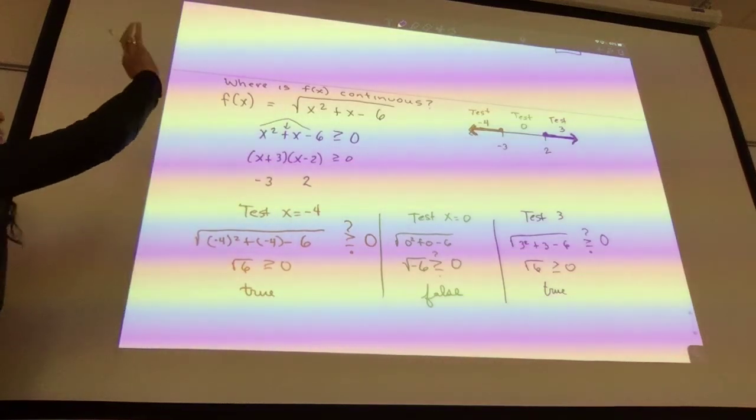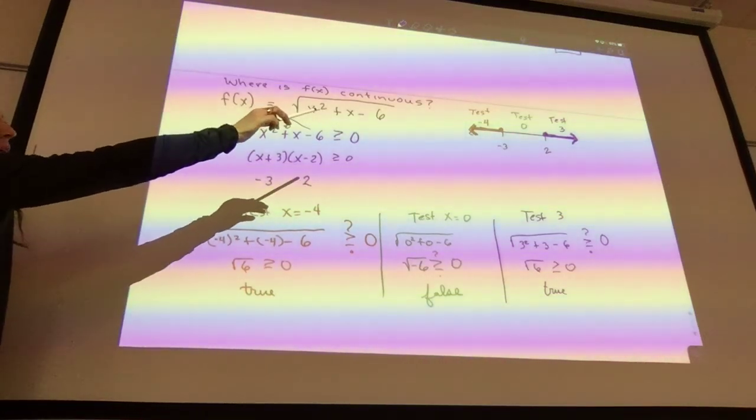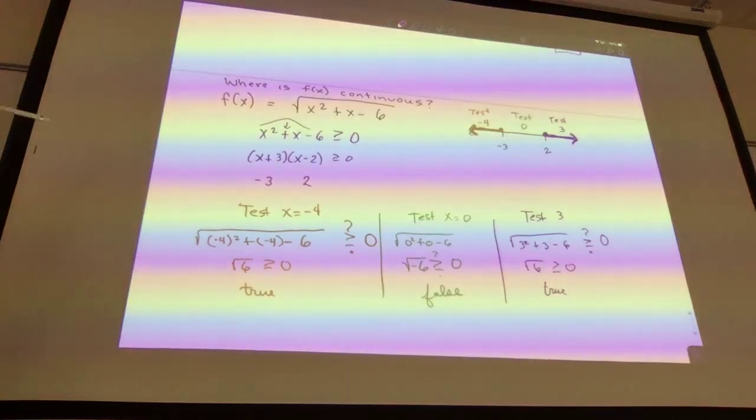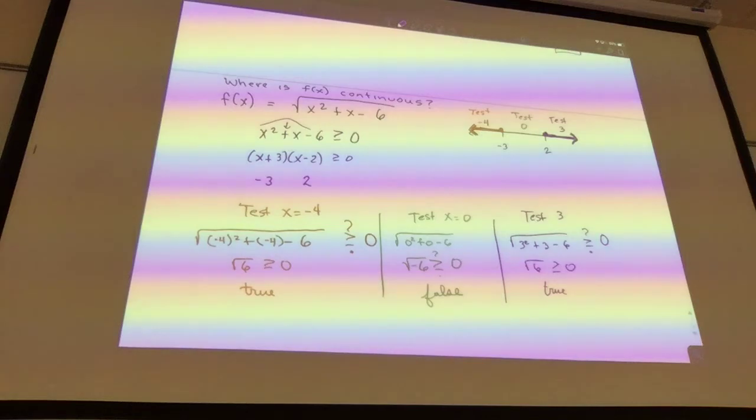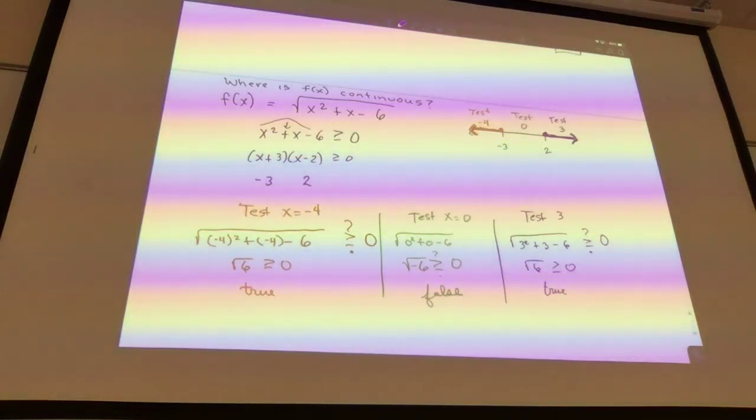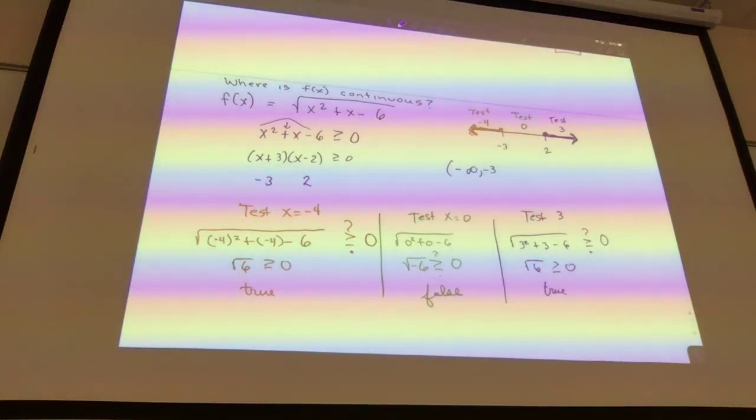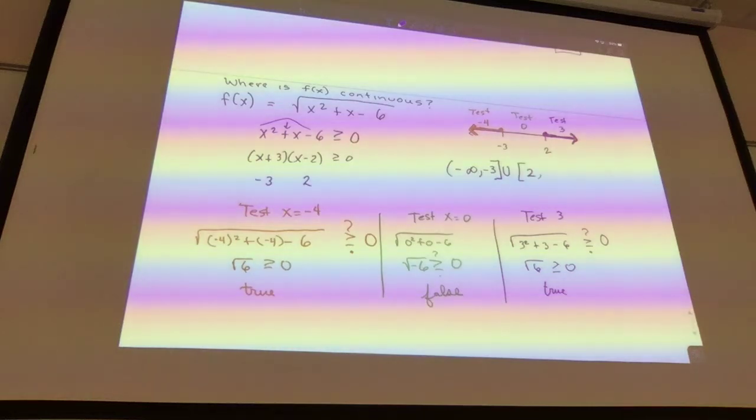Now, what's continuous? How would we name that? Negative infinity to negative 3 with a bracket. Bracket because it's a closed circle this time. So we would say continuous from negative infinity to negative 3 bracket union bracket 2 to infinity.